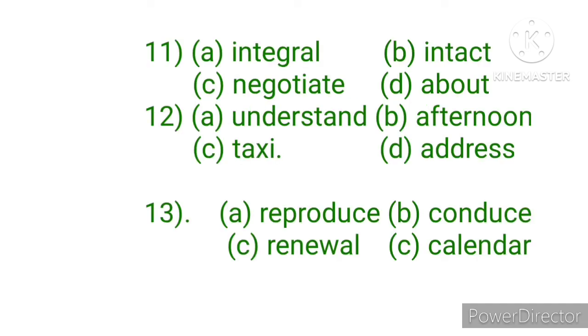Now let's see these questions from 2019. In each of the questions 11 to 13, choose the option that has its stress on the first level. Question 11. A. Integral. B. Intact. C. Negotiate. D. About. 12. A. Understand. B. Afternoon. C. Taxi. D. Address. And 13. A. Reproduce, B. Conduce, C. Renewal, and D. Calendar. Now let's answer question 11.